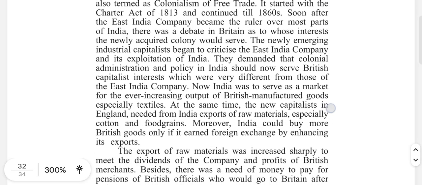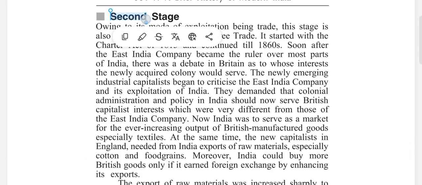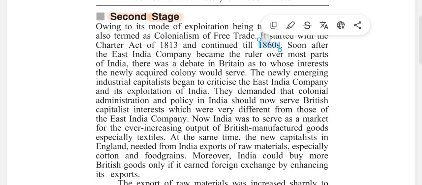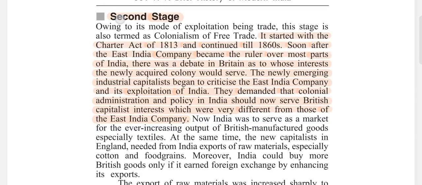Second stage, owing to its mode of exploitation being trade, this stage is also termed as colonialism of free trade. It started with the Charter Act of 1813 and continued till the 1860s. Soon after the East India Company became the ruler over most parts of India, there was a debate in Britain as to whose interests the newly acquired colony would serve.